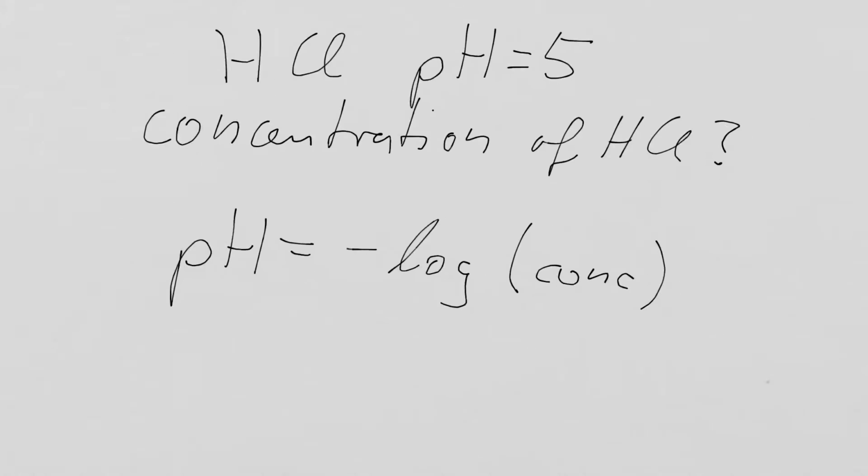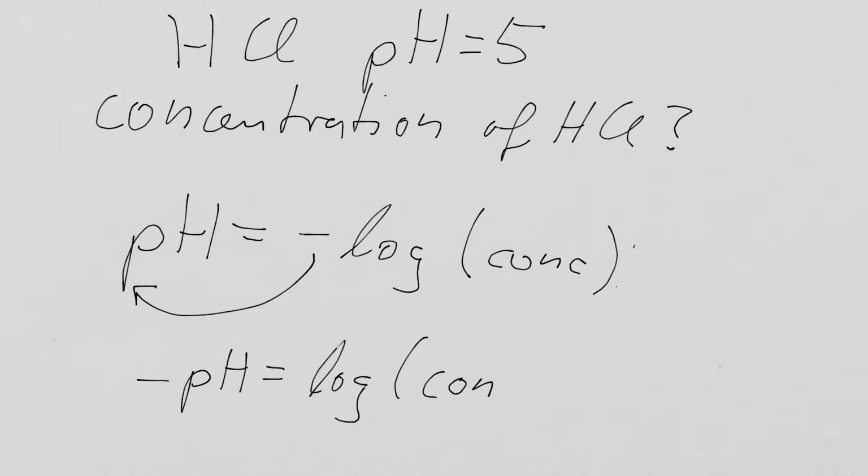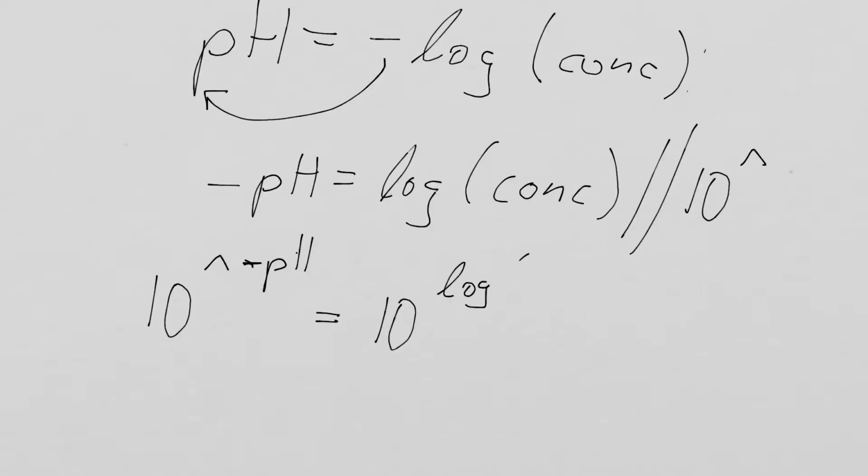And in the case of log, the inverse operation is 10 to the power of. Before we do that, however, we need to bring this negative to that side. We get minus pH equals log of concentration. Now we do the inverse operation, and I indicate that like that, 10 to the power of. And what we end up with is 10 to the power of negative pH equals 10 to the power of log concentration.